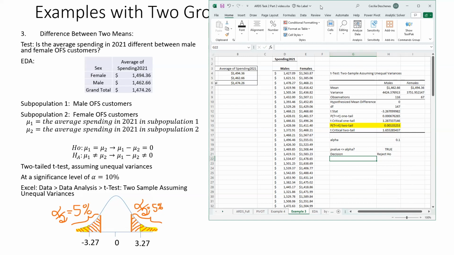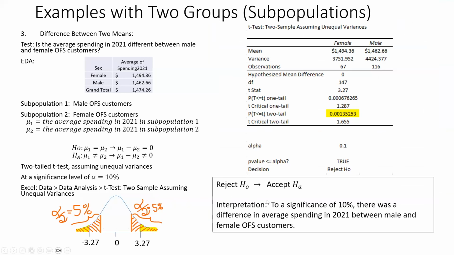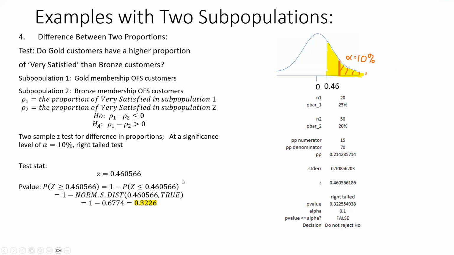All right, so putting that in here. So this is just a copy of what I was just showing you. So we accept the alternative. And so the interpretation is that at a significance of 10%, there was a difference in average spending in 2021 between male and female customers. All right, so I'm stating that alternative here.